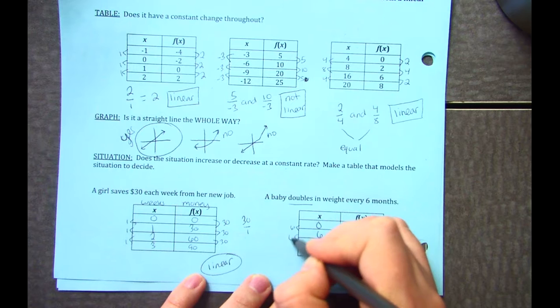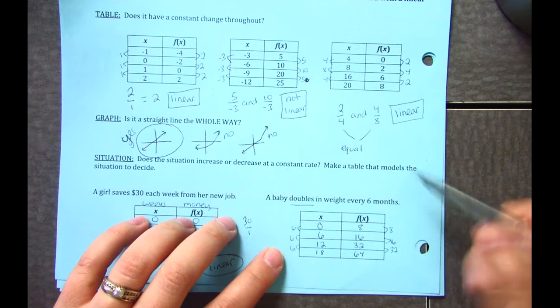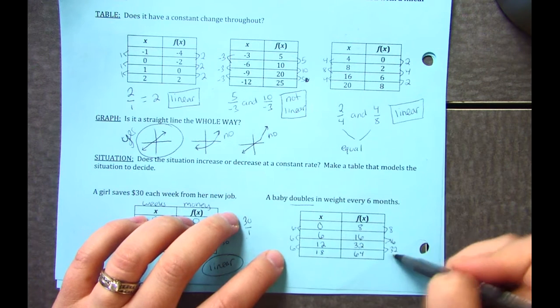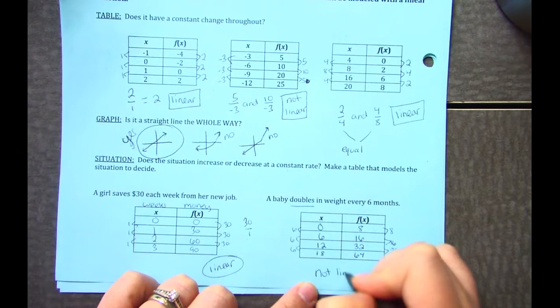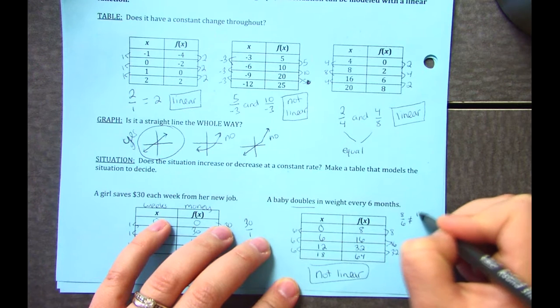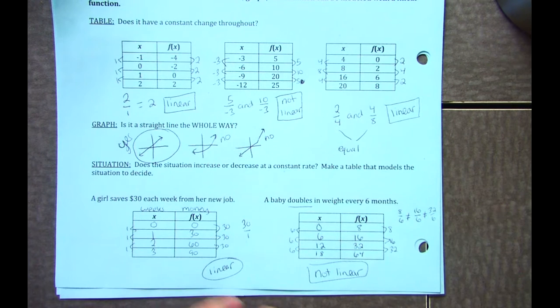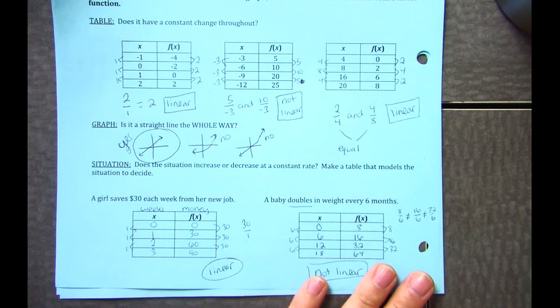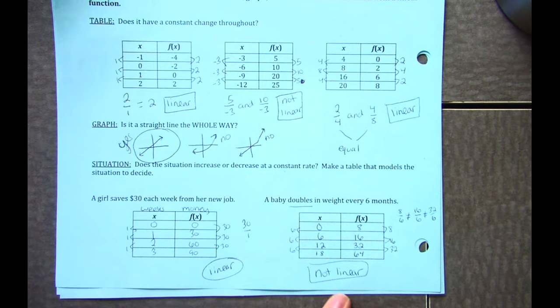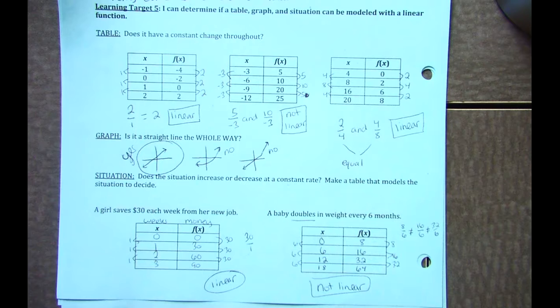The months are going up 6, 6, 6. So if you have 8 over 6, 16 over 6, and 32 over 6, we know that this is not linear. Because 8 over 6 does not equal 16 over 6, which does not equal 32 over 6. Those are 3 very different slopes. So this is not a linear function. And that is how you determine if a table, graph, or situation is linear or not. You just look to see if it is the same rate of change the whole way through.